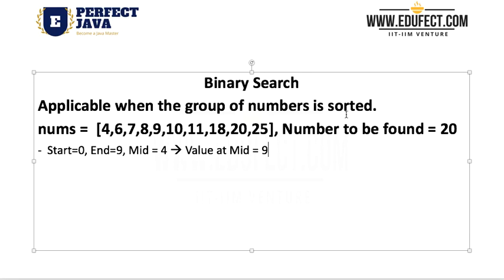Now is 9 more than 20 or less than 20? It is less than 20. So now where should we be looking for the value? We will obviously look to the right. So what does start become? Start becomes mid plus 1, because we'll start looking to the right of mid, which is 5. End remains the same, 9. And now what will mid be? Mid will be 5 plus 9, which is 14 by 2, which is 7. Now let's look at what is the value at mid.